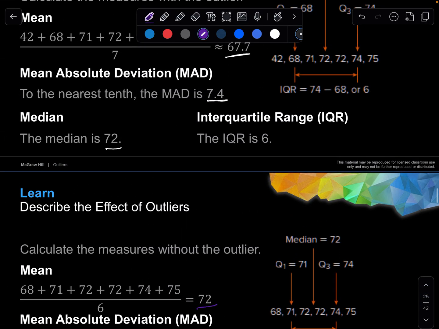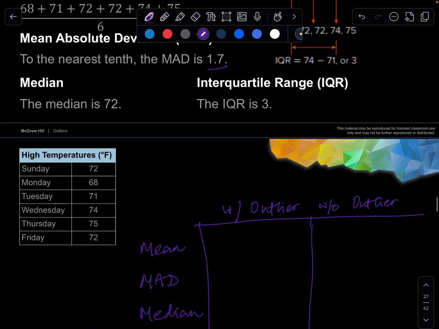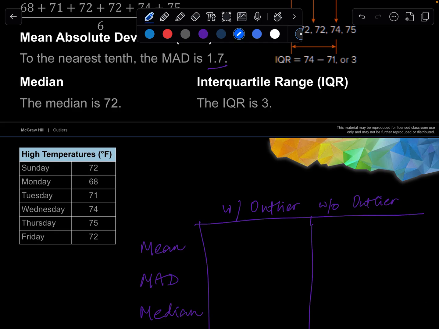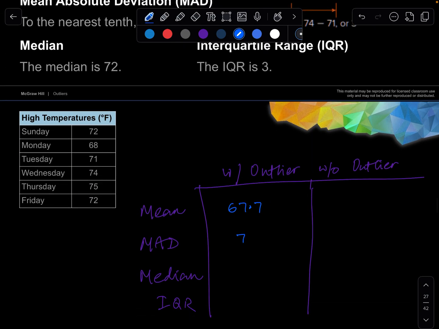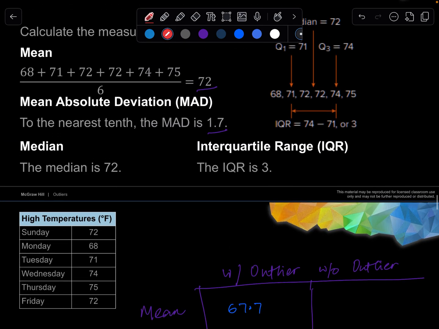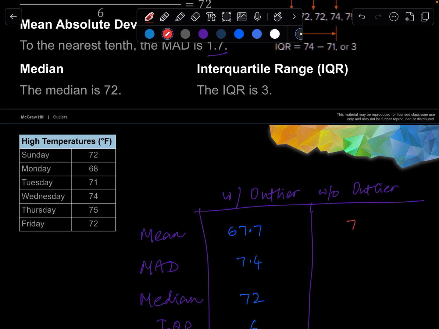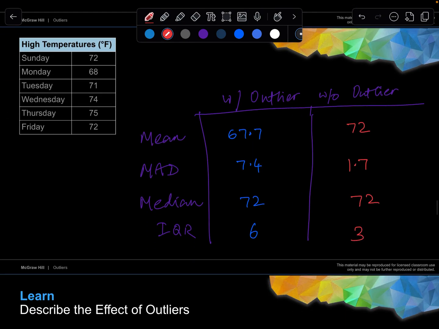So if I go back, my mean is 67.7. I'm going to show this in 2 different colors. The mean absolute deviation is 7.4. My median is 72 and my IQR was 6. Now, for the data set without the outlier, you could see my mean was 72. My mean absolute deviation was 1.7. The median was 72 and my IQR is 3.